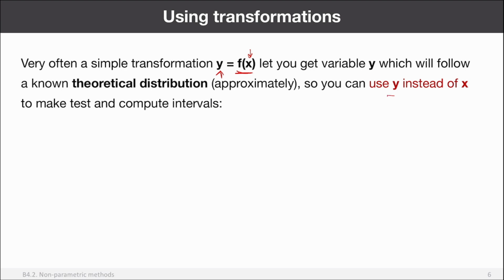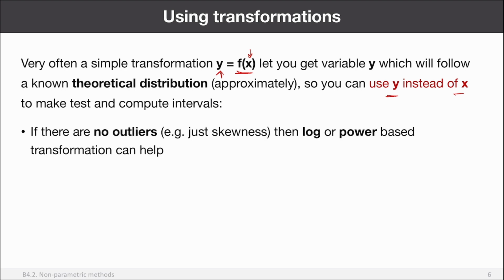And then you use y instead of x, because for most functions you have an inverse. You can, for example, make a test and compute a confidence interval for y values, and then use the inverse function to compute it for x values. If there are no outliers in your data, then a simple transformation like a logarithm or power-based transformations, which we will discuss a little bit here, will help you, okay?